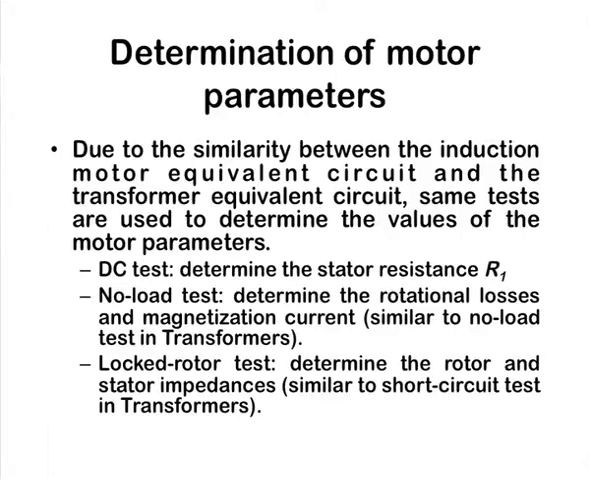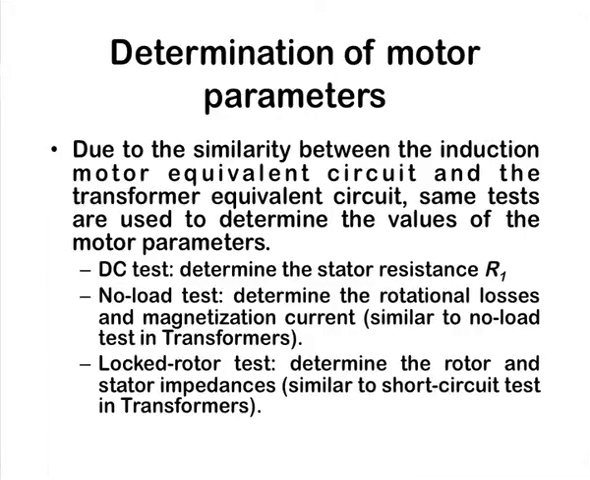Now, what are the different tests? The first test is known as DC test. This DC test is meant to determine the stator resistance R1. The second test is known as no load test. It is used to determine the rotational losses and magnetizing current. This is similar to the no load test as we have done in the transformer.